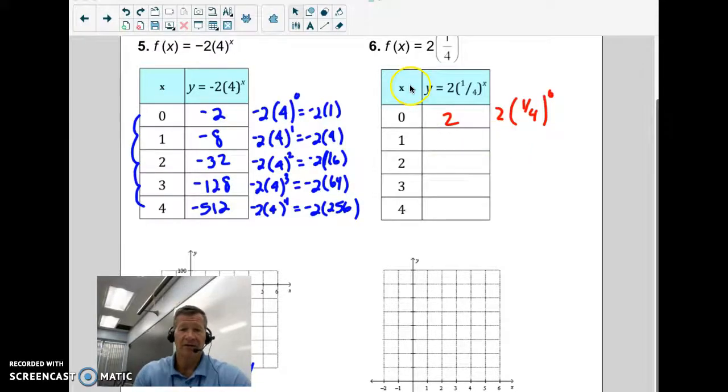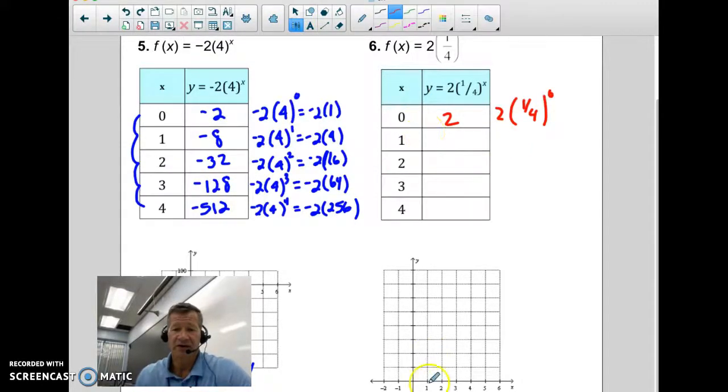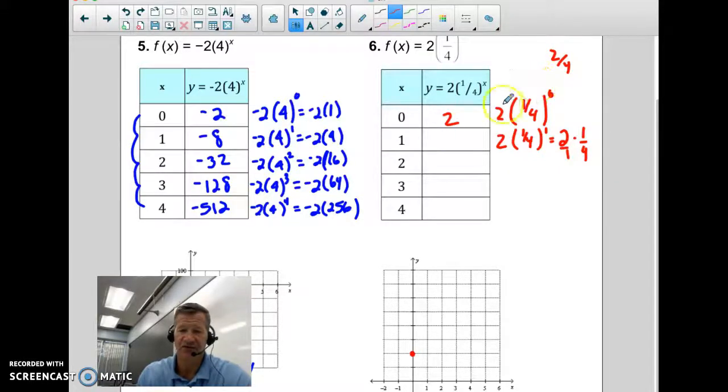But anyway, I'm back. So we can graph that point at 0, 2, and there it is. Put in 1. Well, 1/4 to the first power is just 1/4. Now, what is 2 times 1/4? Well, 2 is like 2 over 1, right? So 2 times 1 is 2. 1 times 4 is 4. That would be 2/4. But 2/4 can be put in lower terms. 2 goes into both of those. That could be 1/2. So we've got a point at 1 and then up a half.